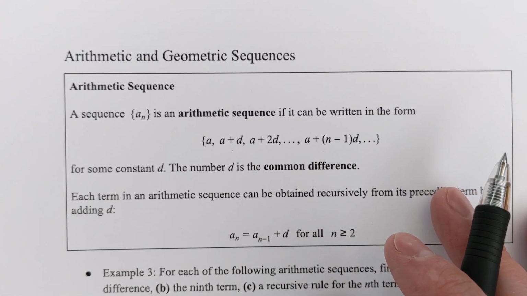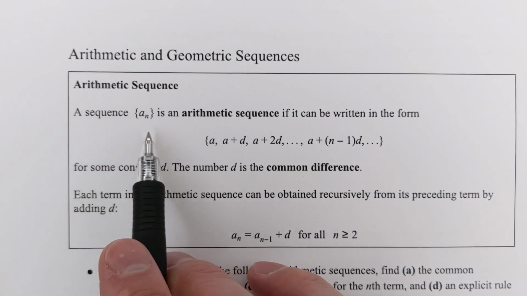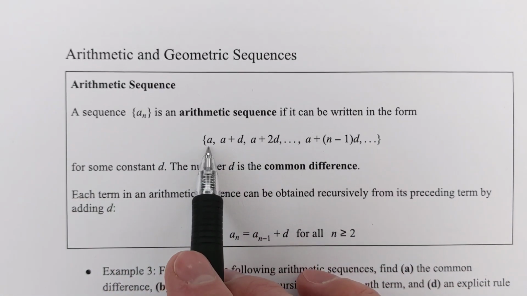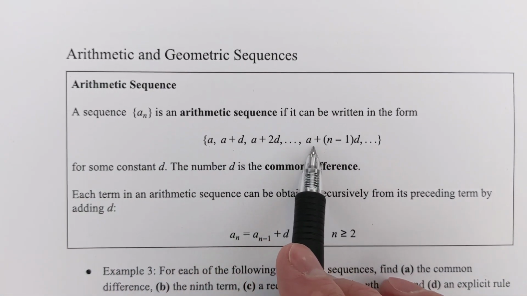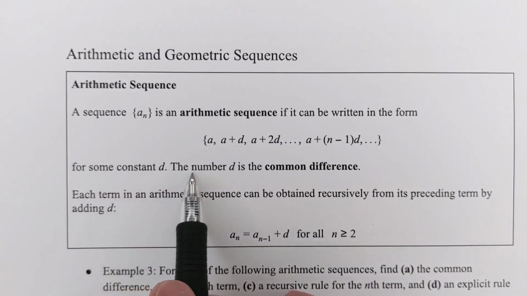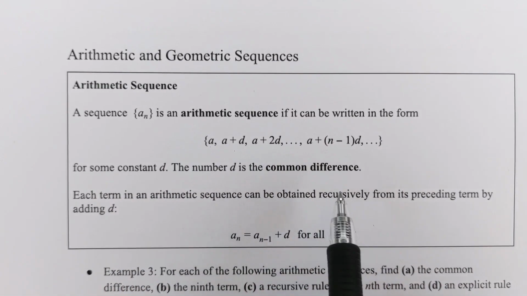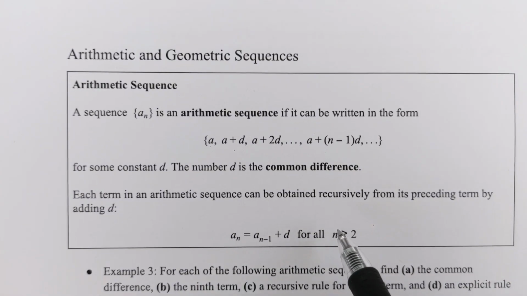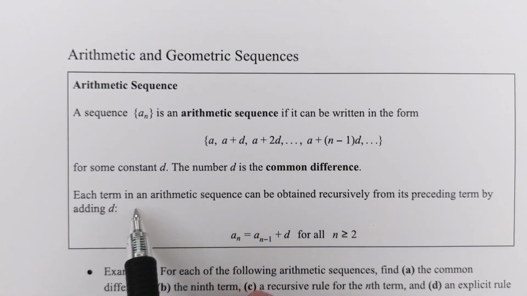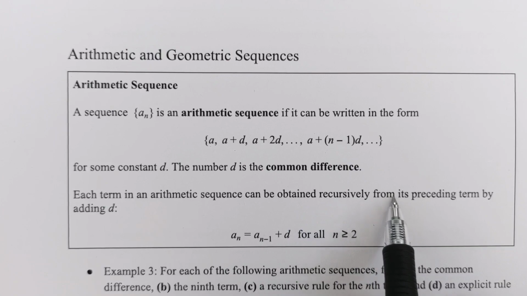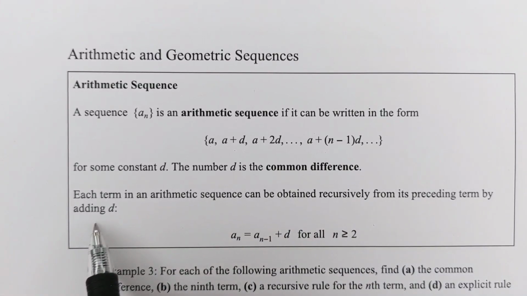Okay, arithmetic and geometric sequences. An arithmetic sequence can be written in the form a, a plus d, a plus 2d, and so forth, for some constant d, which is referred to as the common difference. So it's what you're adding, or technically subtracting, and it works as well if d is negative. Each term in an arithmetic sequence is obtained recursively from its preceding term by adding d.